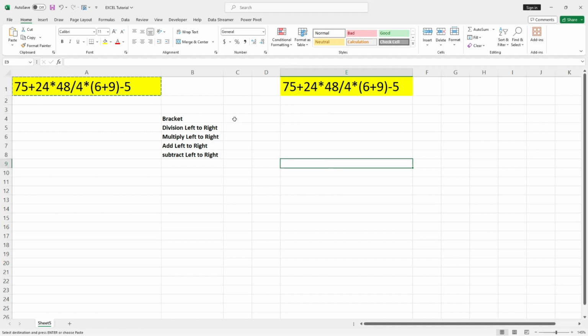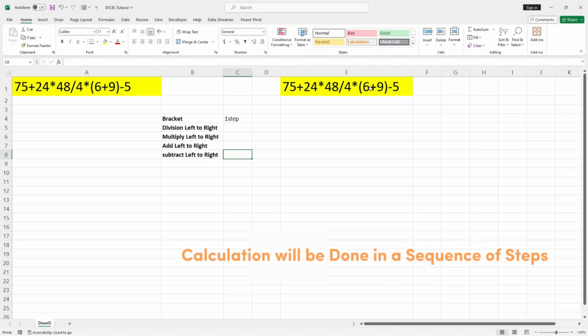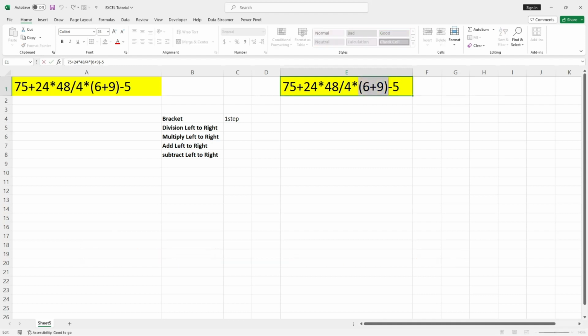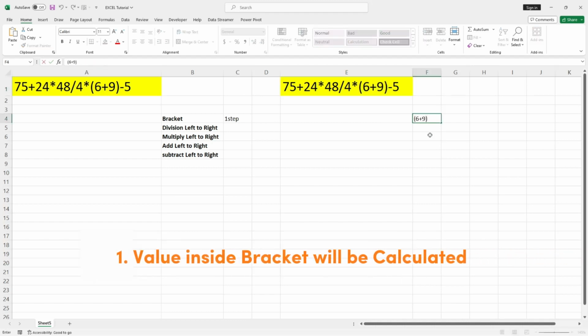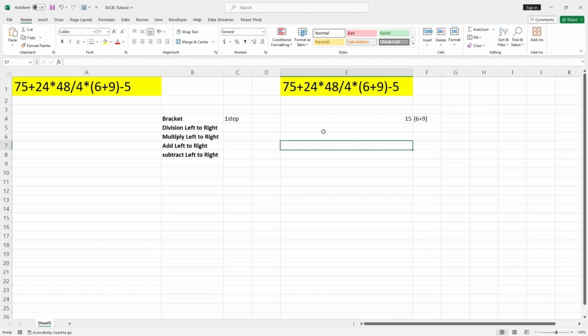The first step Excel uses is to remove this particular bracket. Bracket will be the first operation, and any bracket within the given set of numbers will be operated first. 6 plus 9 will be operated first, as this is the bracket, and the total will be 15.